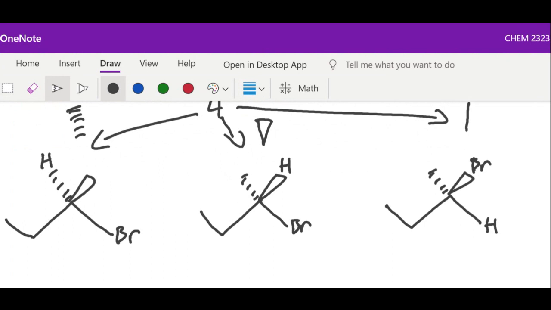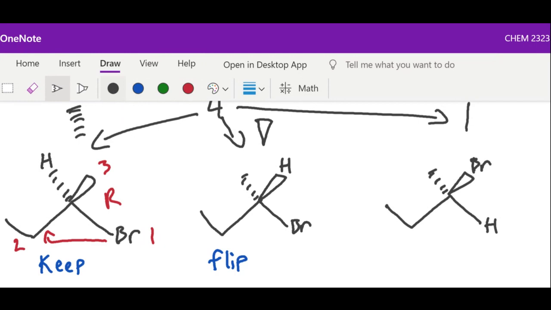Okay, so in scenario 1, our fourth priority group is on a dash. So if it's on a dash, we keep the chirality. Okay, so let's quickly do the chirality. Bromine 1, ethyl 2, methyl 3. It's going to be clockwise, so it's going to be R. So if it's R, it stays as an R. If it's a wedge, we always flip the chirality. So if it's R, it's going to be S. If it's S, it's going to be R.